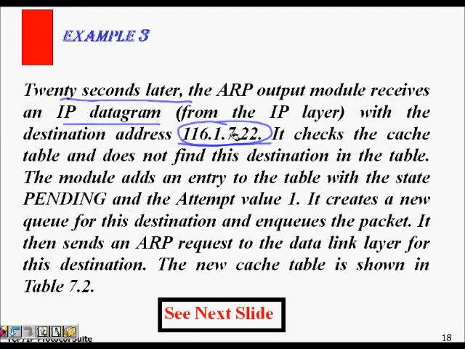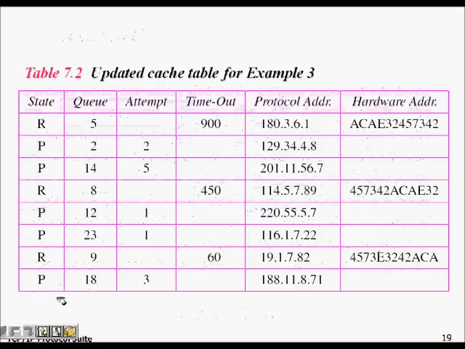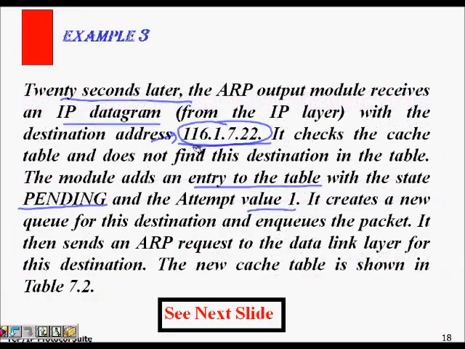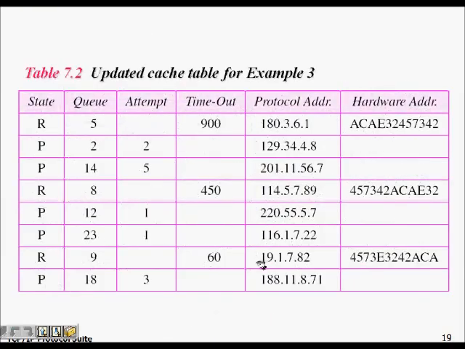So because I don't know the MAC address, I will send an ARP request and I will put an entry in the table for this IP address, but I don't know its MAC address now, so I will put pending in the state. And I will make a queue for it. So now, this is 116.1.7, so where is it? I have an entry now in my cache table. This is my attempt 1 to find its MAC address, and the queue number is 23. It is in pending state because I don't know the MAC address now.